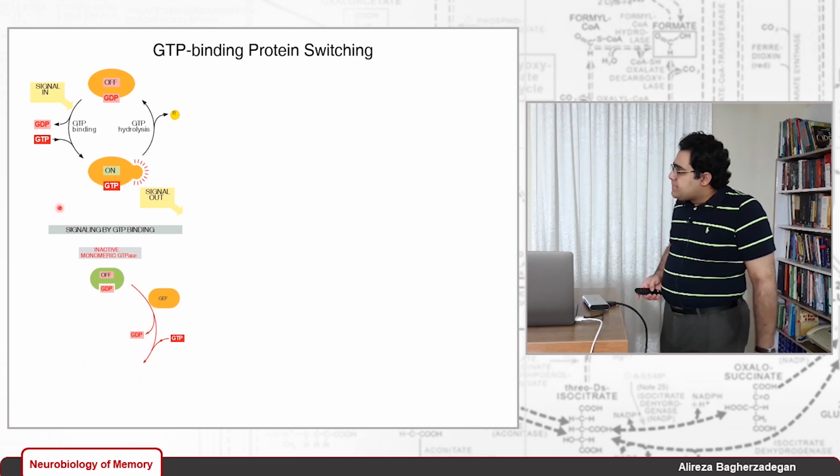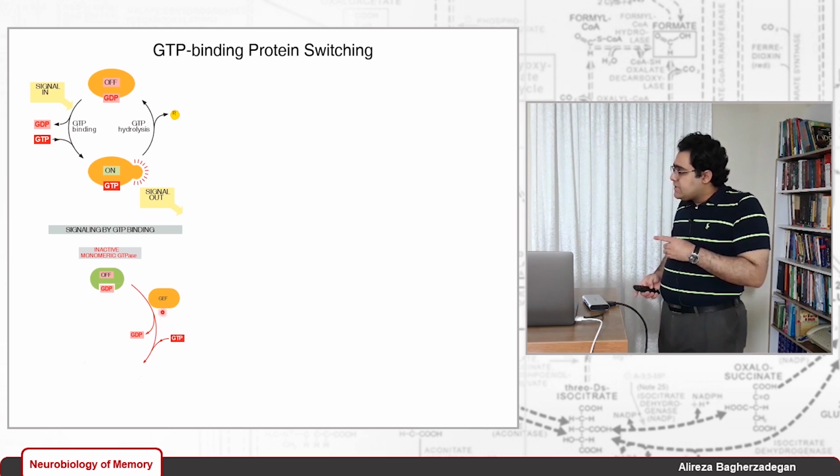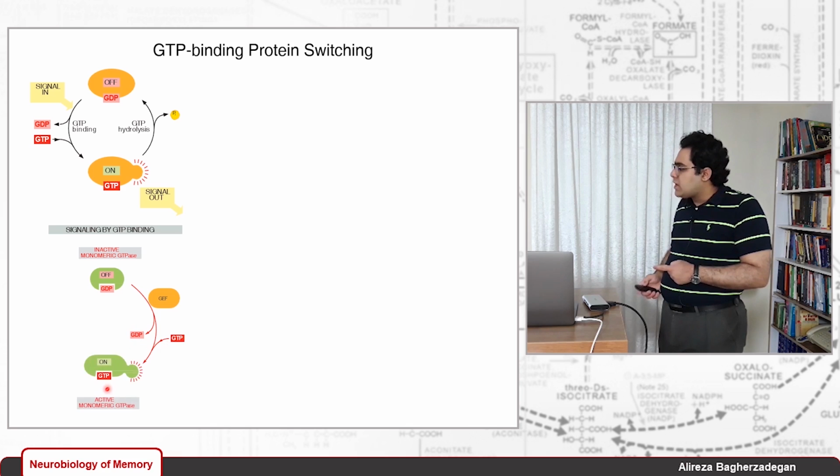So when a signal comes in, it certainly has to activate GEF. In this case, we said that GTP binding should happen, and as I told you, there are some regulatory proteins. In this step, GEF, or guanine exchange factor, is going to promote the release of GDP so that GTP can bind and make the G protein active.